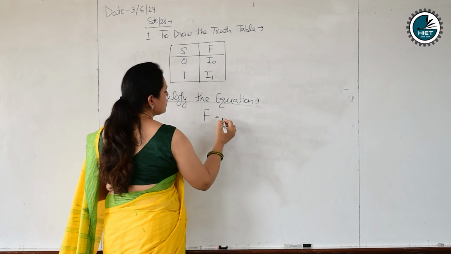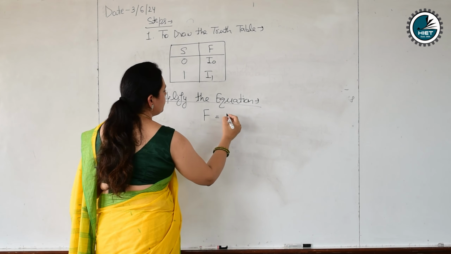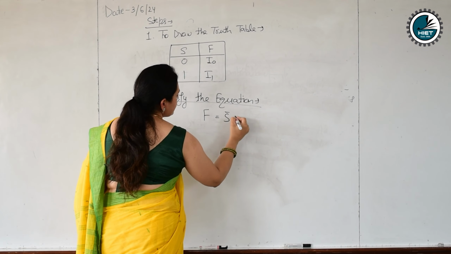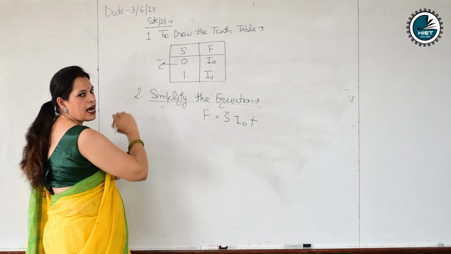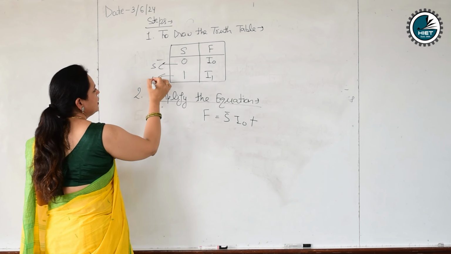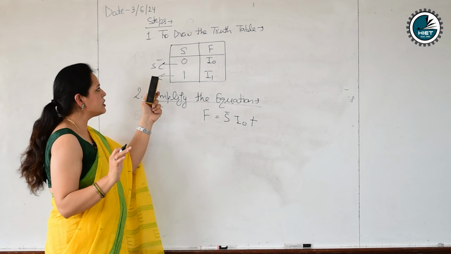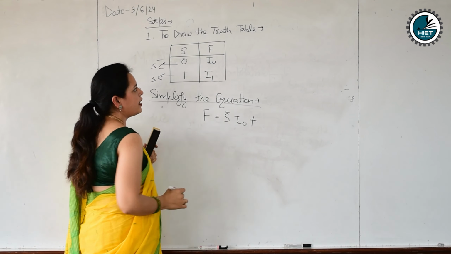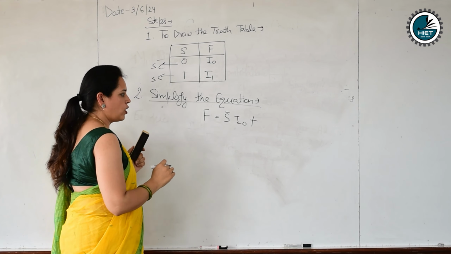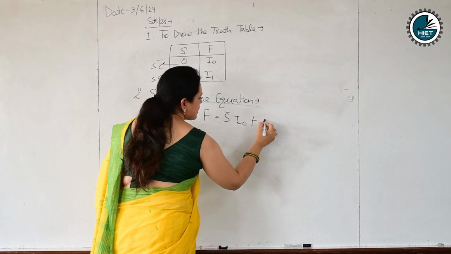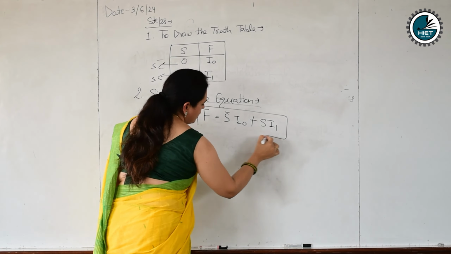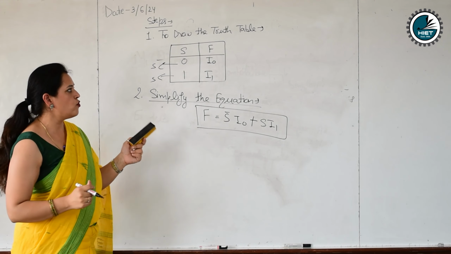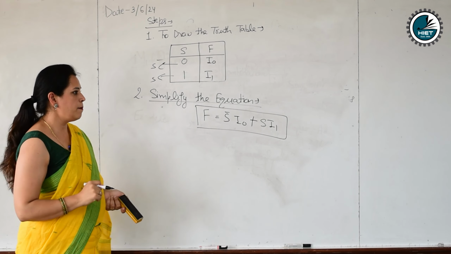Now for S equals 0, what is the output? S bar I0 plus, where 0 denotes the bar and 1 denotes the simple S. Everybody knows. So this is the S bar and output multiplied by I0. And for 1, this is S and I1. So this is your simplified equation for the 2 cross 1 multiplexer.